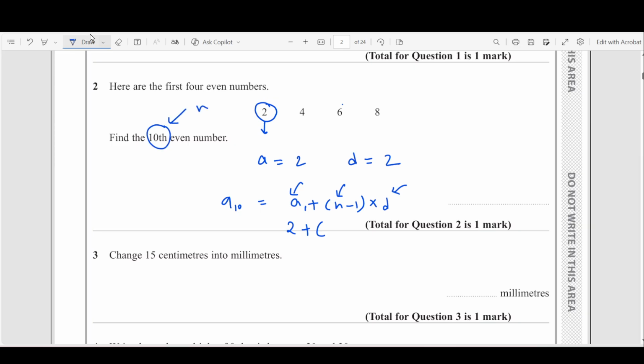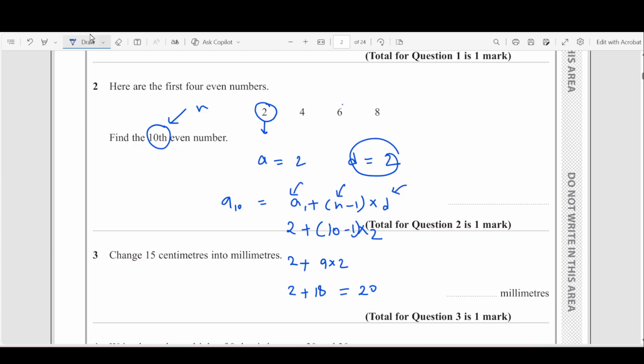So in place of n, I can just write 10 minus 1 times D. D, the common difference, is 2, so I can just do times 2. So 2 plus 10 minus 1, which is 9, times 2. So 2 plus 9 times 2 is 18, and 18 plus 2 is 20. So the 10th term is going to be 20.